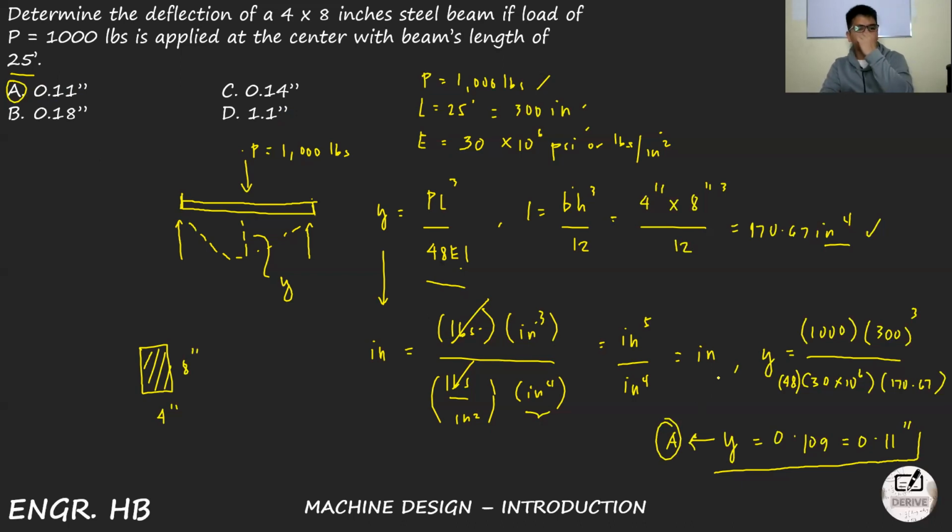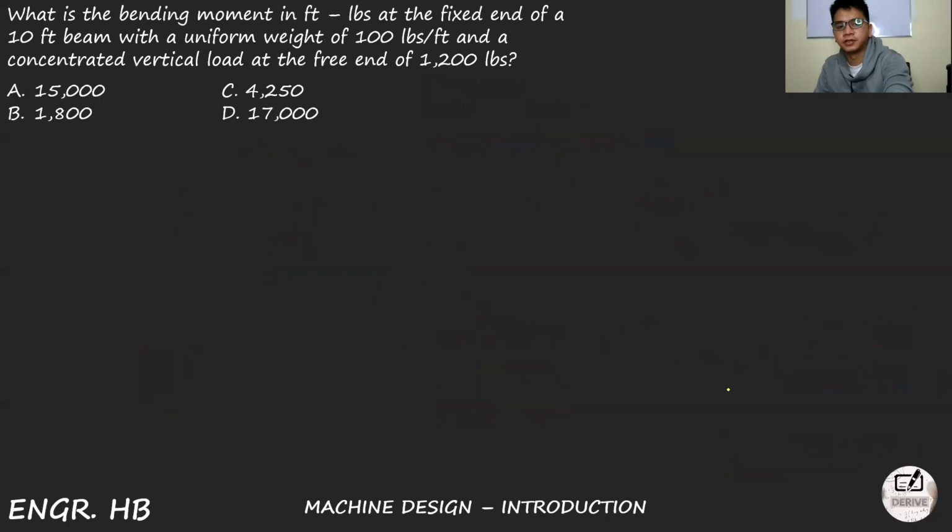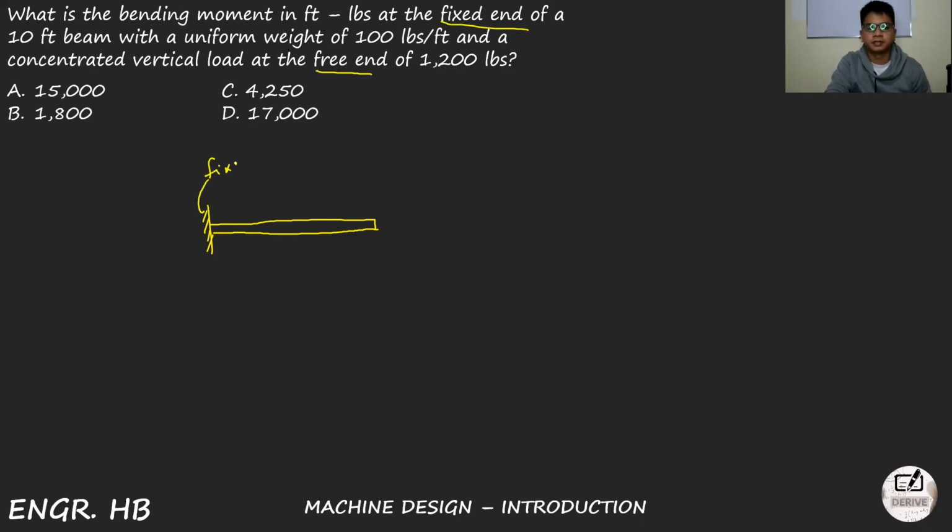Okay? So we have answered two questions already. We're going to proceed to the third. It says, what is the bending moment in feet-pounds at the fixed end of a 10-feet beam with a uniform weight of 100 pounds per foot and a concentrated vertical load at the free end of 1,200 pounds? The situation is a beam with a fixed end, so we can assume this is a cantilever beam, because you have a fixed end and a free end. This is your fixed end and this is your free end.